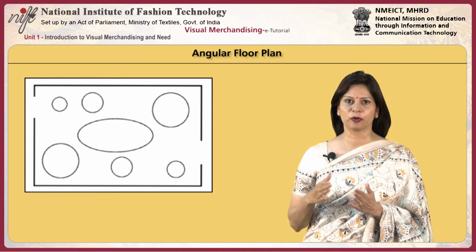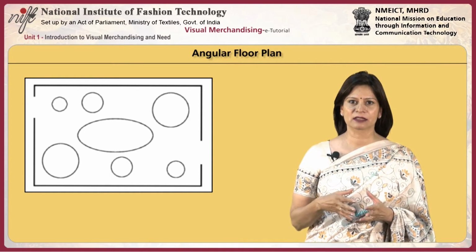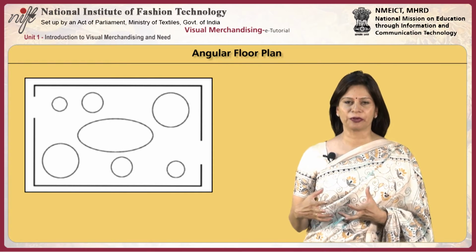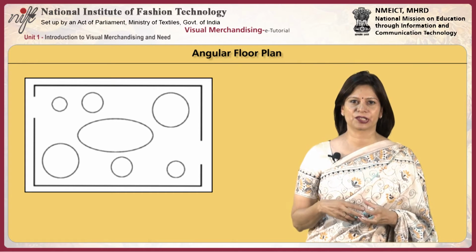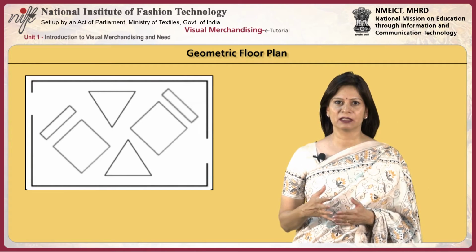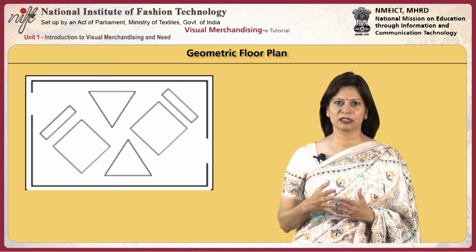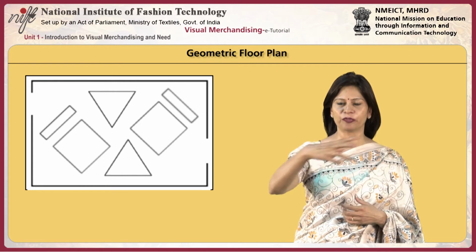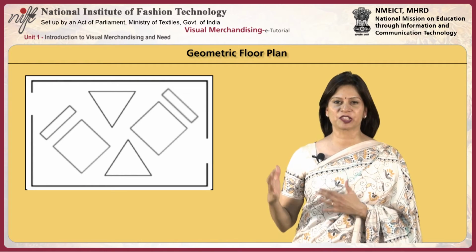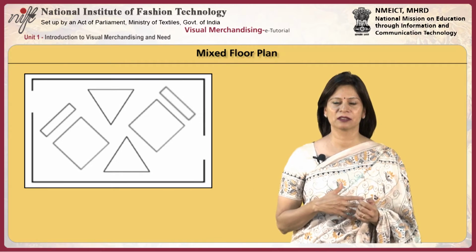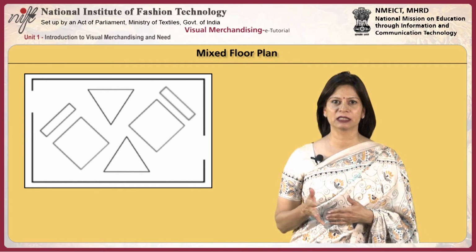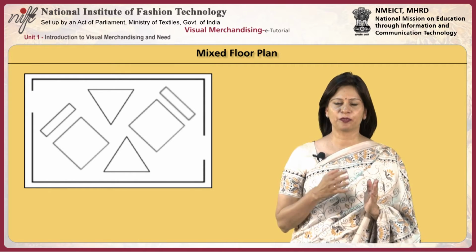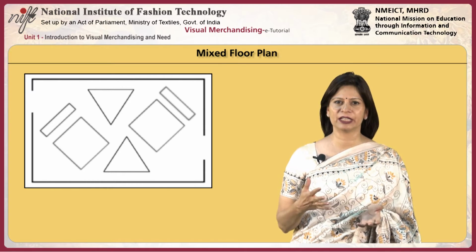Next is the angular floor plan. All the angles are generally done in convenience stores and it is randomly placed. Next is geometric floor plan. It follows a geometry and it tries to give space all around so that a consumer can move around and get better visibility of the products. The next is mixed floor plan, also called a combination floor plan and free flow layout. It encourages browsing.